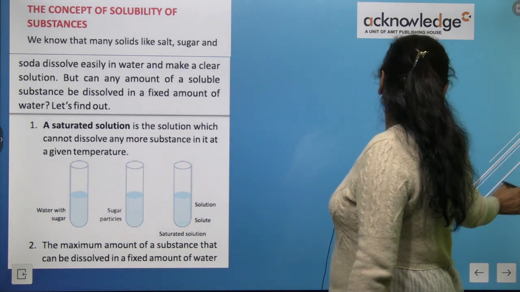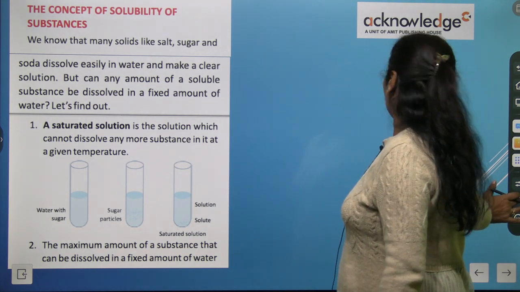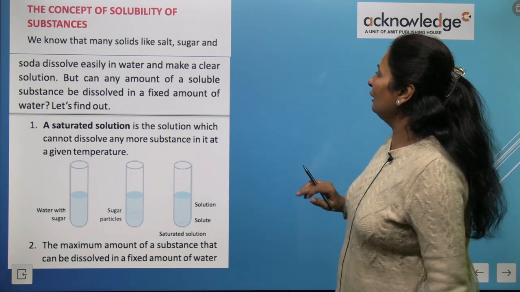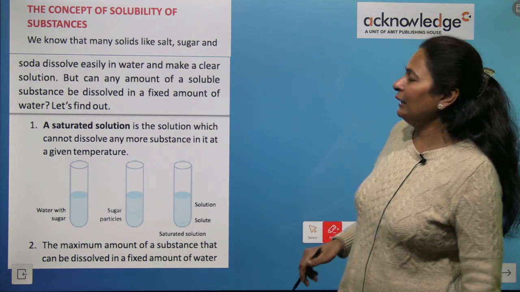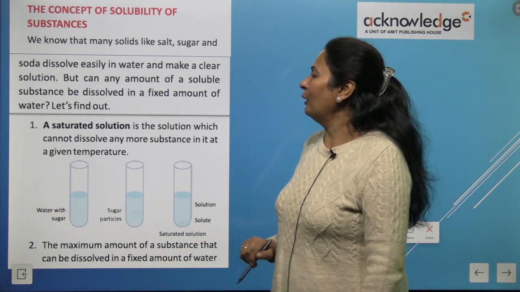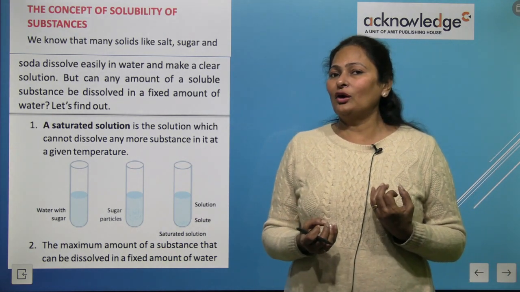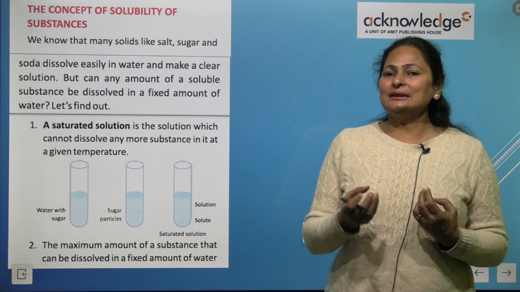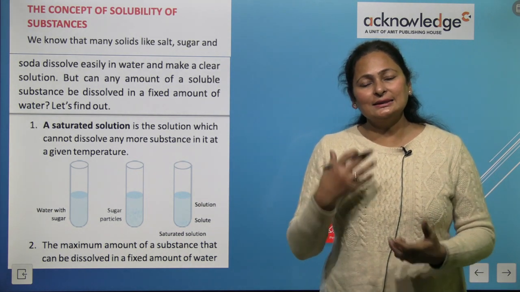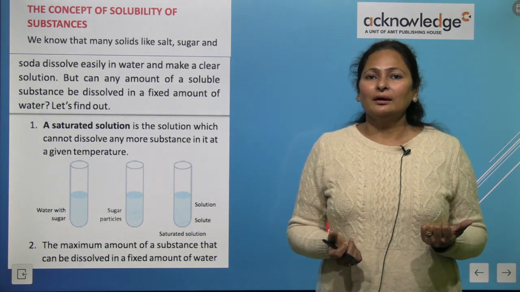The concept of solubility of substances. We know that many solids like salt, sugar and soda dissolve easily in water and make a clear solution. But can any amount of soluble substance be dissolved in a fixed amount of liquid? It means, can we dissolve more and more substance in a given liquid?